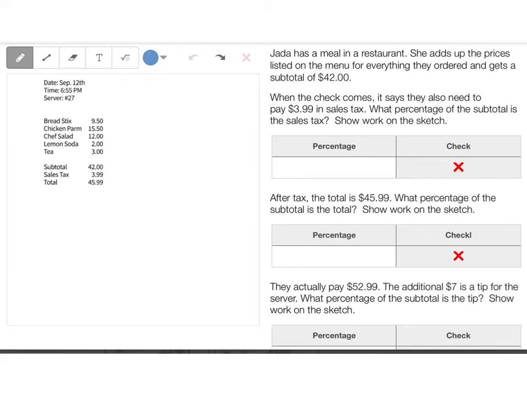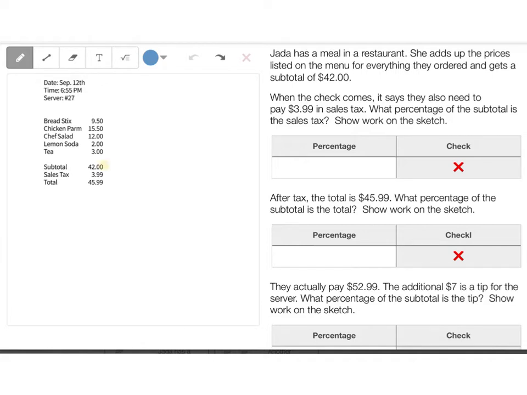All right, this next activity, this might be the first time you've done this. We're looking at a bill from a restaurant. It says Jada has a meal in a restaurant. She adds up the prices listed in the menu for everything they order and then gets a subtotal of $42.